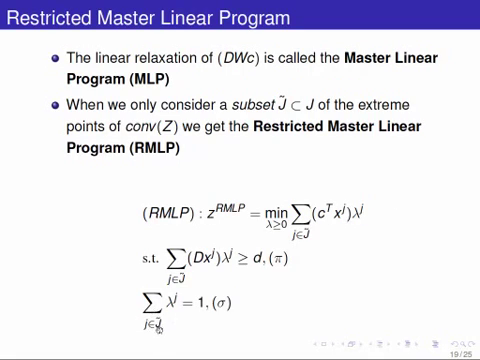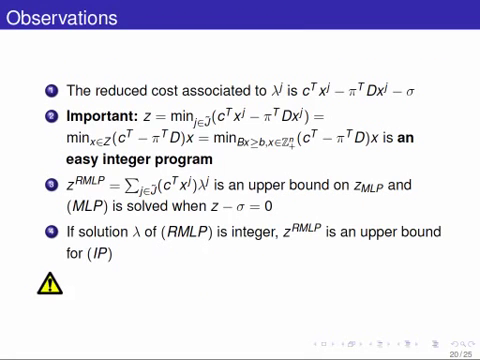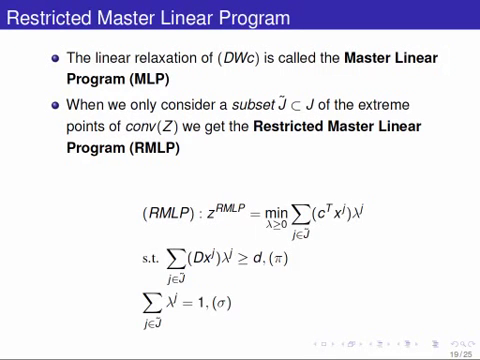So again, the tilde j is indicating that we're only considering a subset of the extreme points of this polyhedron over here. And you can use the same observations that we've done so far to derive the Dantzig-Wolfe decomposition algorithm on this optimization problem over here.